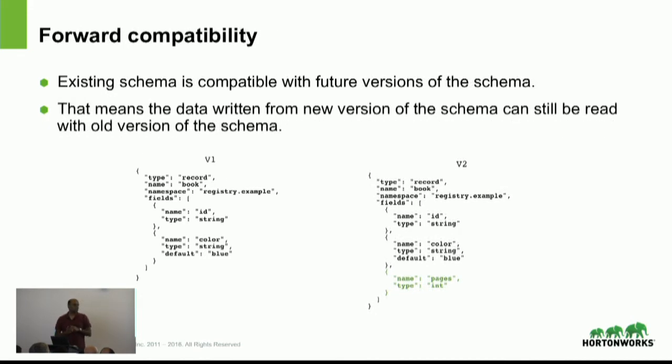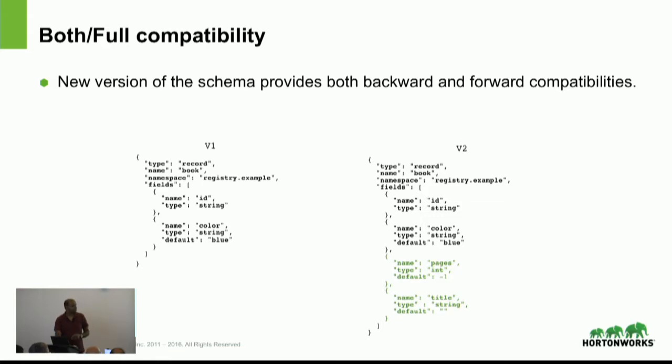Forward compatibility is kind of the inverse of backward. If the consumer sticks to V2, which is expecting the pages field, but the data is being sent by V1, it will just drop the field named pages and give back the older data. Backward and forward together make full compatibility. It's like a backward and forward combination.